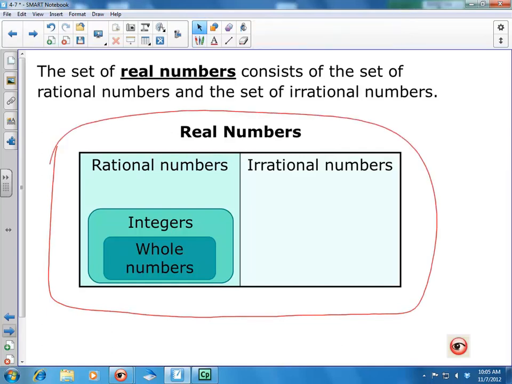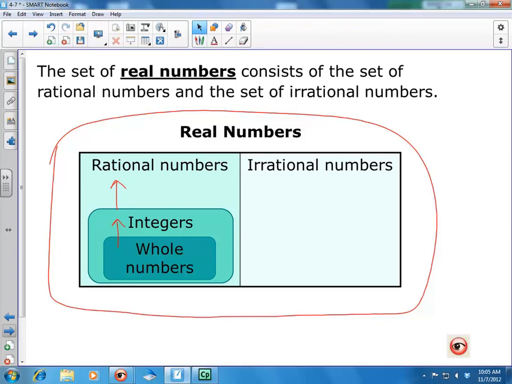Okay? This one says a real number, the set of real numbers consists of a set of rational numbers and a set of irrational numbers. These nesting boxes right here tell us what each of these things are. Okay? It tells us that whole numbers are also integers that are also rational numbers.